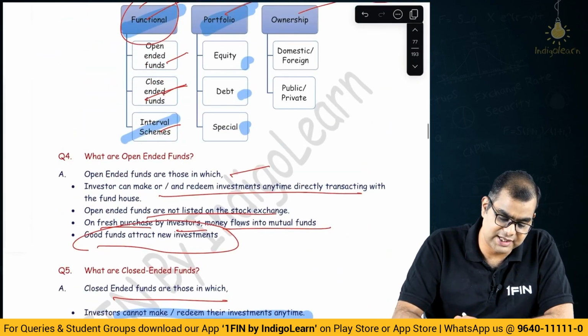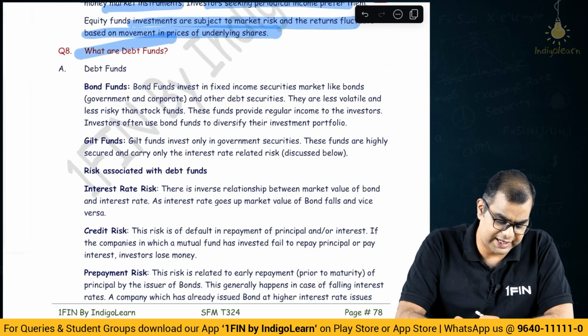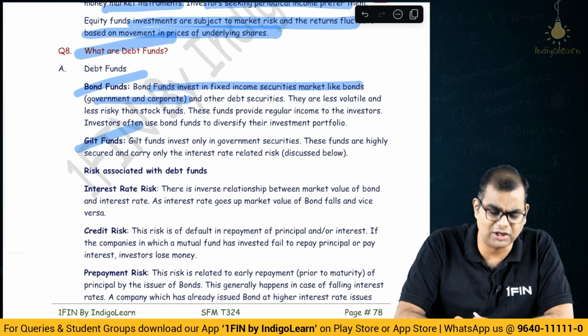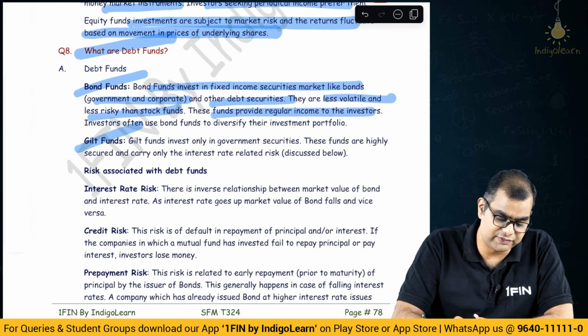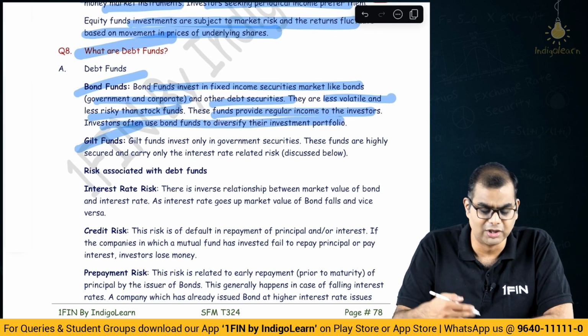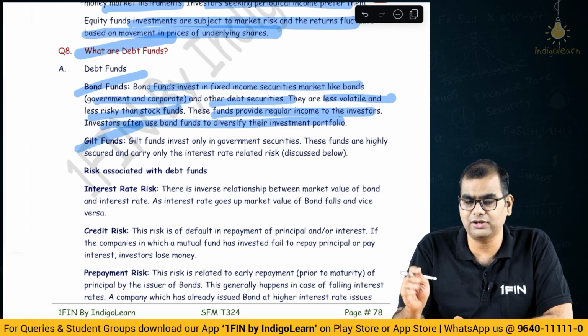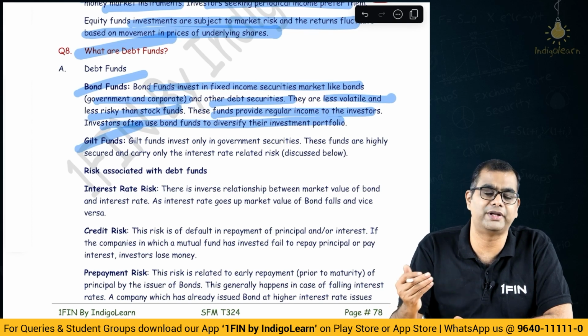Then you have something called a debt fund, and of course then the special fund. What are debt funds? Debt funds, again, you can categorize into multiple types: bond funds and gilt funds. Bond funds invest in fixed income securities markets like bonds, both government and corporate, and other debt securities. They are less volatile and less risky than stock markets. These funds provide regular income to investors, and investors often use bond funds to diversify their investment portfolio. So basically this particular bond fund manager invests in corporate bonds and government bonds. It is fairly safe because it's a debt instrument, you get periodic return, right?